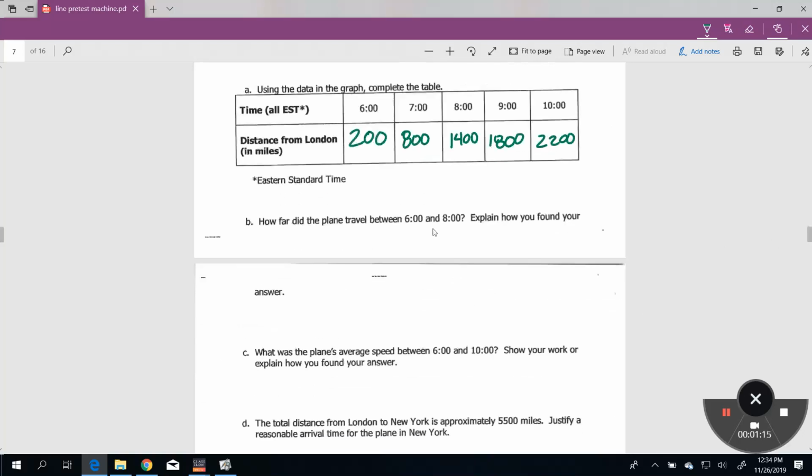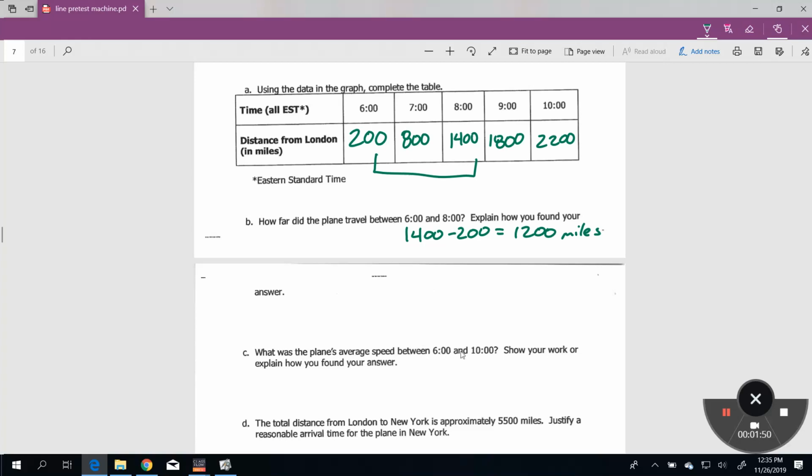Part B, how far did the plane travel between 6 and 8? Well, between 6 and 8 is here, so it went from 200 to 1,400 miles. So it started at 200, went to 1,400, so I can realistically subtract those, and I get 1,200 miles. So that's how I knew what to do. As I said, it went from 6 to 8. At 6 o'clock, it was 200 miles. At 8 o'clock, it was 1,400. So 1,400 minus 200 gives me 1,200 miles.